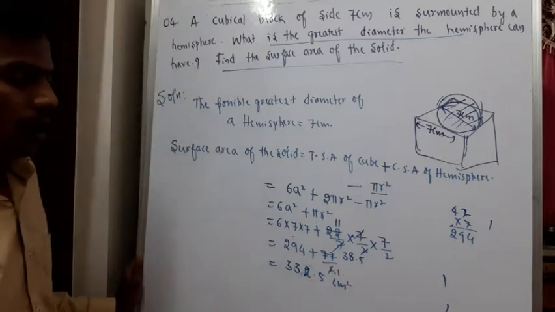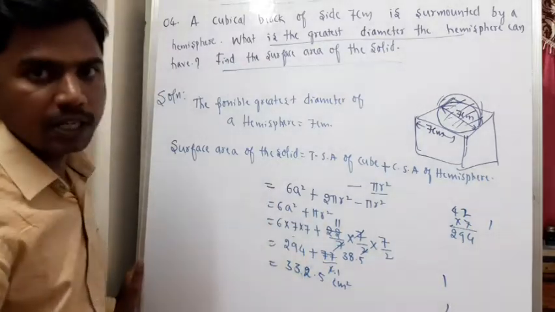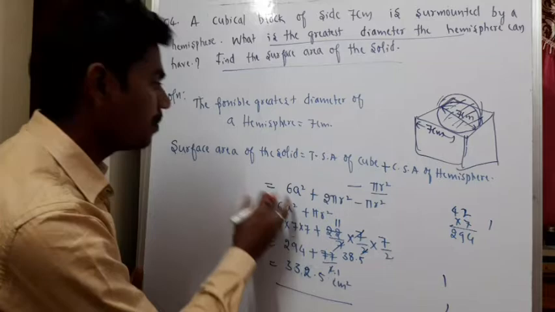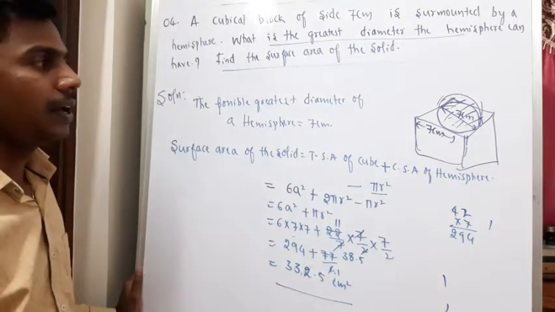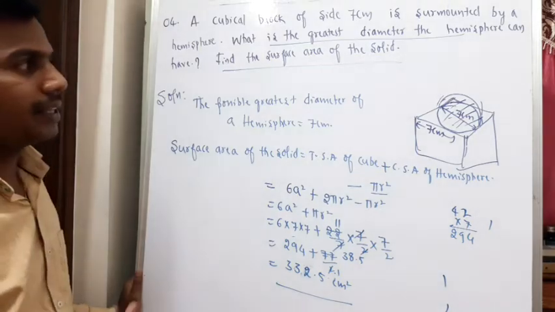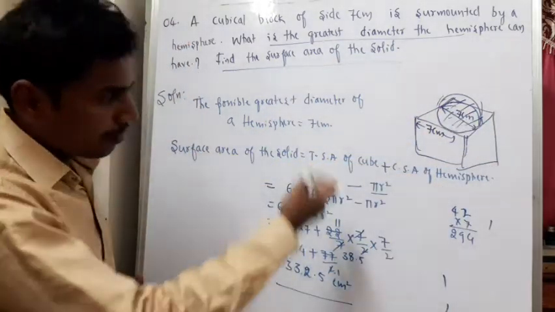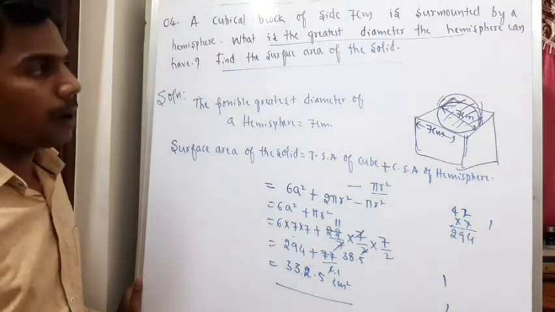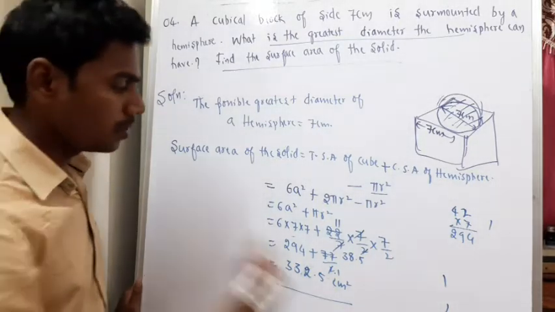Understood? So it is up to you how well you have practiced. Your solution will be easier, your simplification will be easier. So the surface area of the solid is equal to 332.5 centimeter square. If you know the concept, nothing else is required. Based on the concept, you can draw the diagram and apply the formula. The only thing is your logic, how well you are at applying it; that's how easily you can solve the problem. So please note this down.